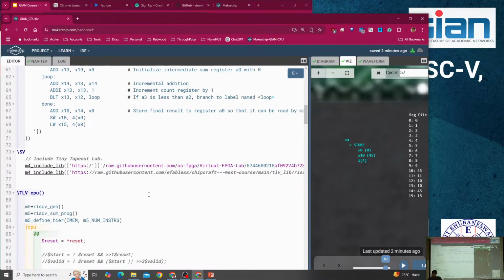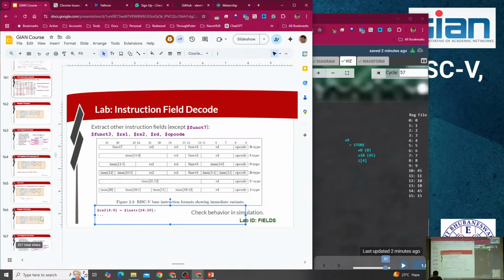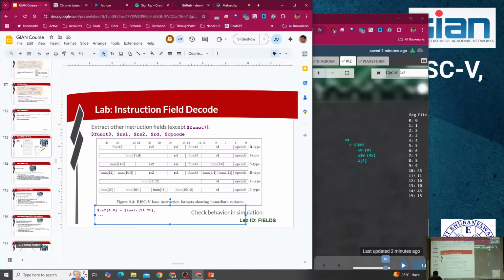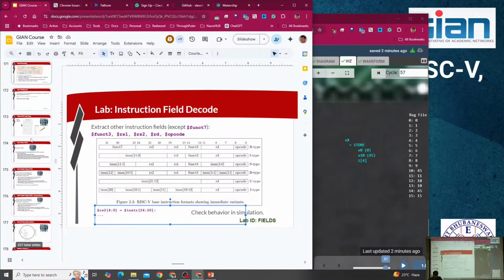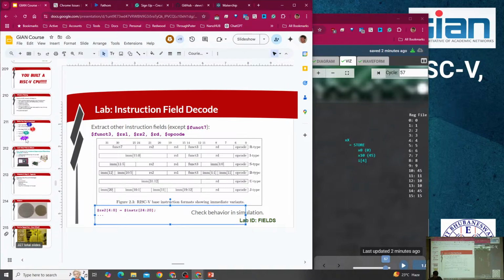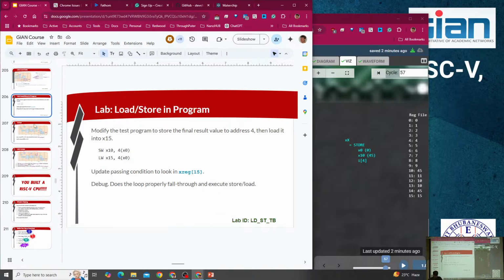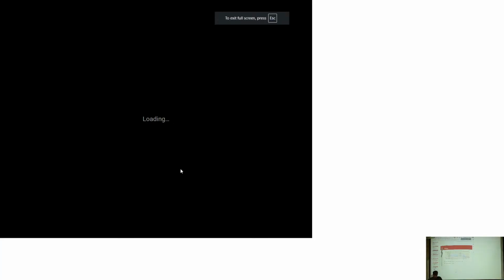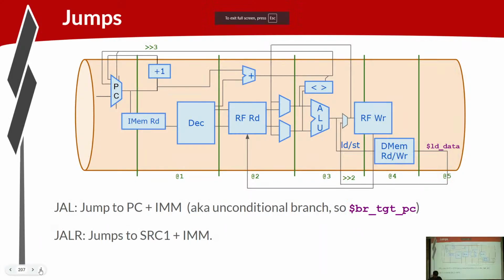Any questions about what we've done so far before we move on to jumps? Okay, so let's go to the slides. Okay, so jumps are much like branches.